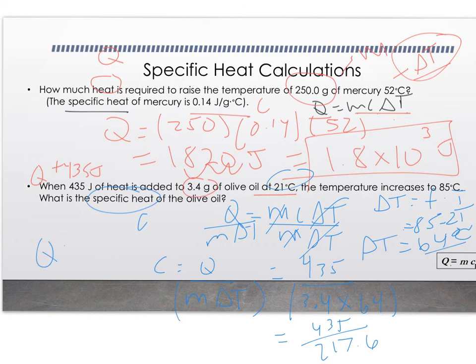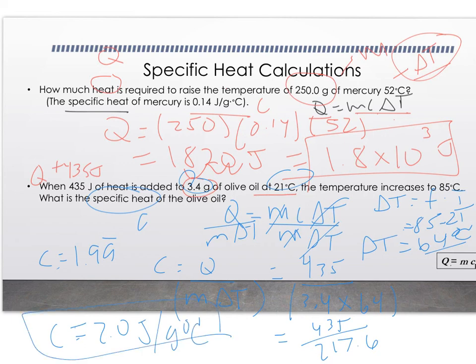217.6, C is going to be equal to, let me erase that real quick. C is going to be equal to 1.99999, that's repeating. Your sig figs, all those numbers have 2 sig figs, 435 is 3, but use the least amount. So C is going to be equal to 2.0 joules per gram degrees Celsius.